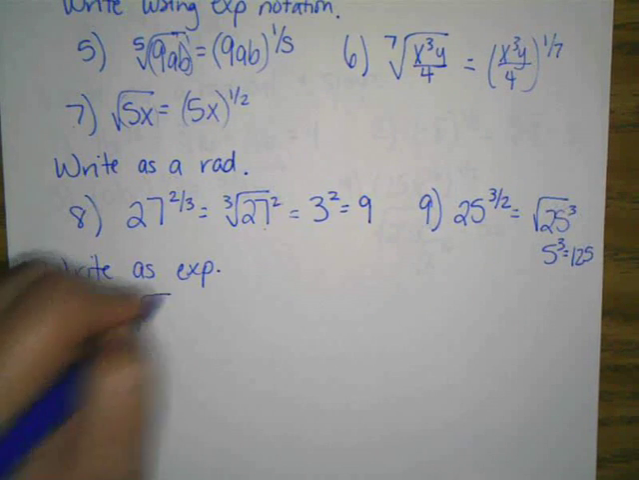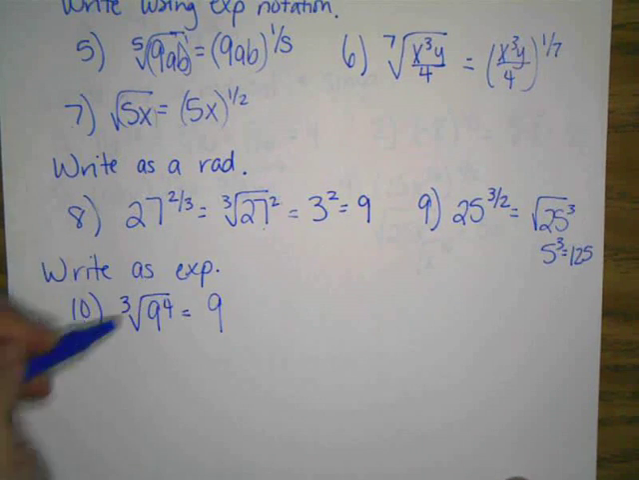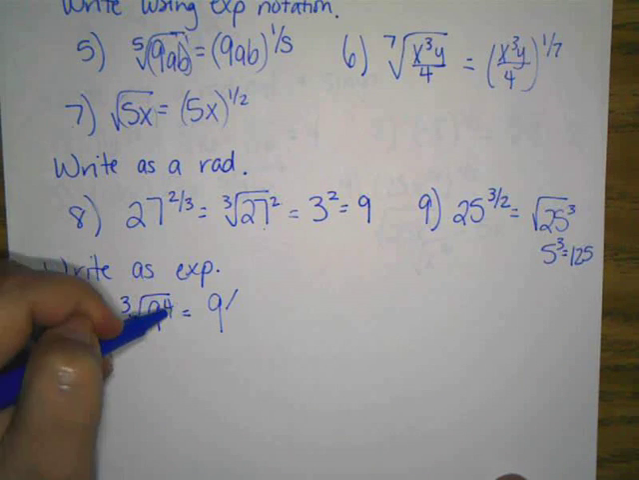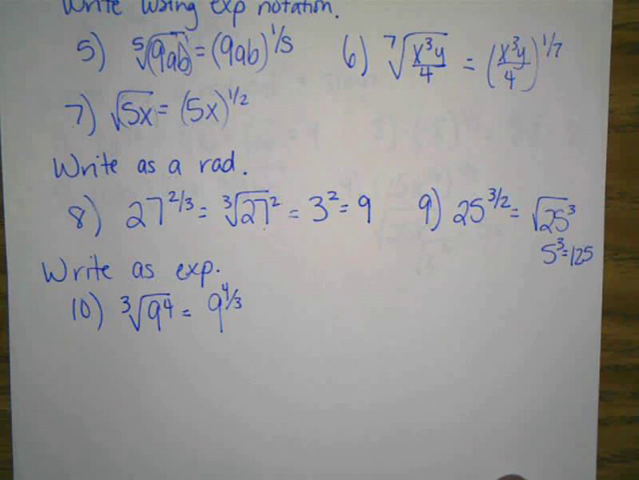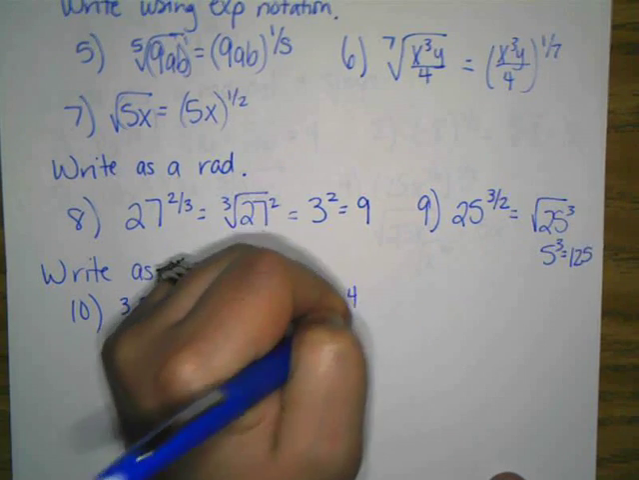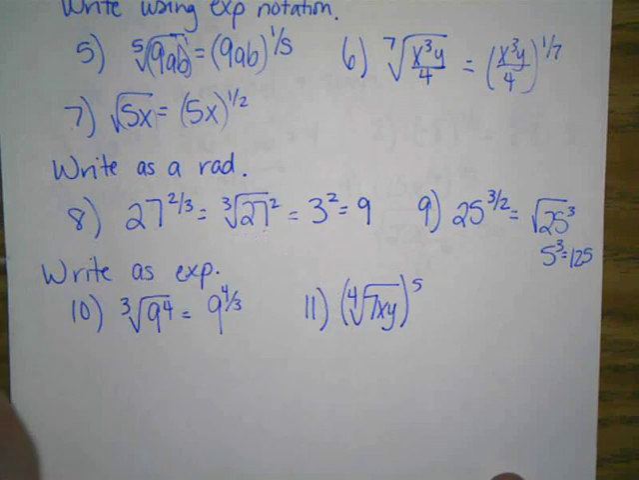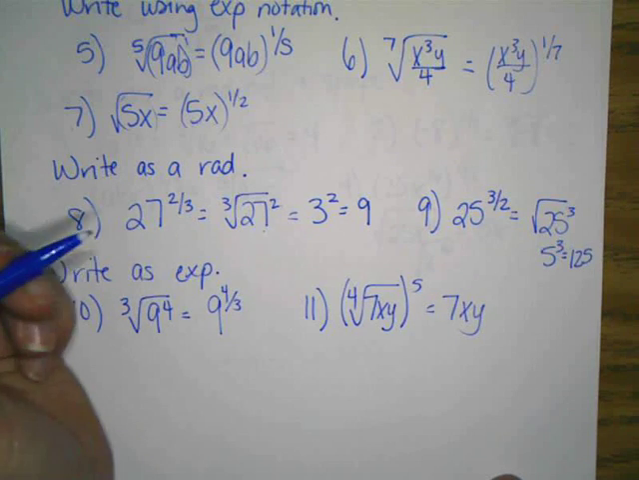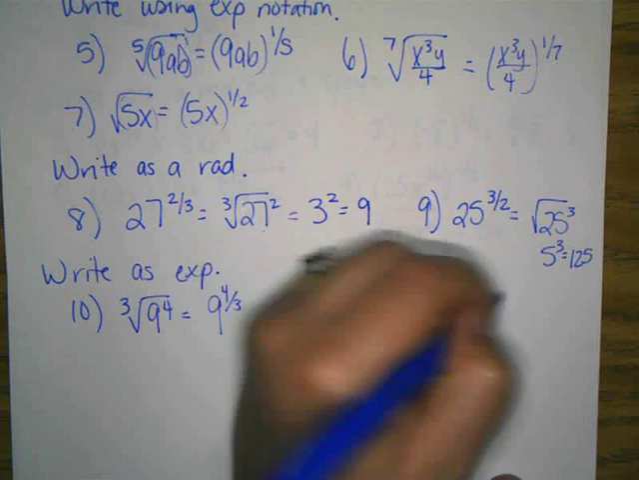So we have the cube root of 9 to the 4th. And so we write 9, and we have to decide now which one goes on top. We're going to have a fraction bar, and it is the power, the 4 goes on top, and the root is always our denominator, so it's 9 to the 4/3. 4th root of 7xy, all to the 5th. Well, that's 7xy to the 5/4 power.